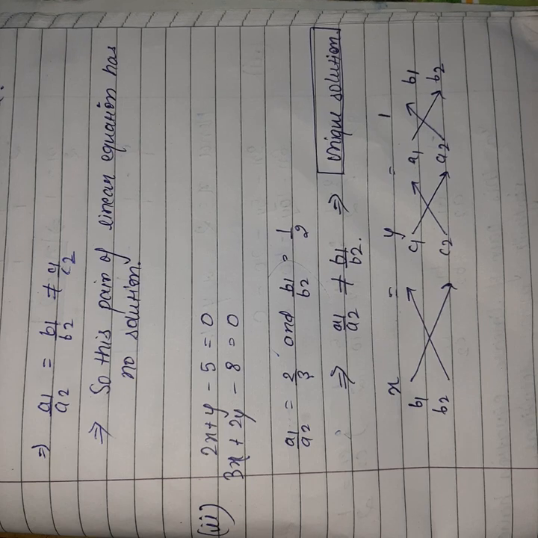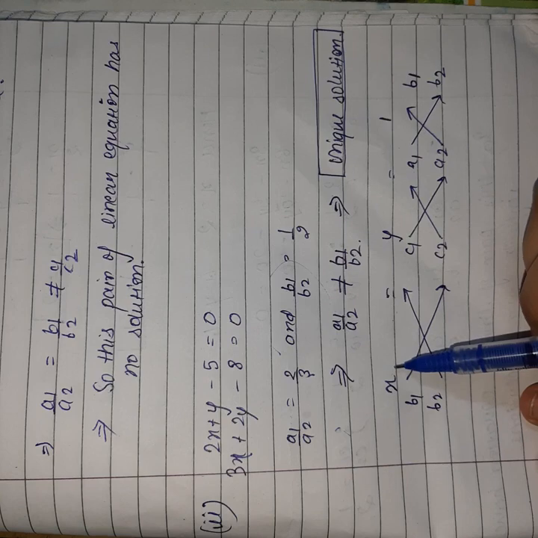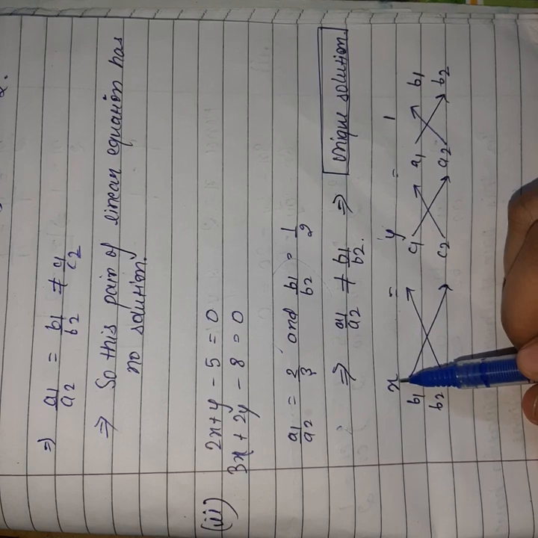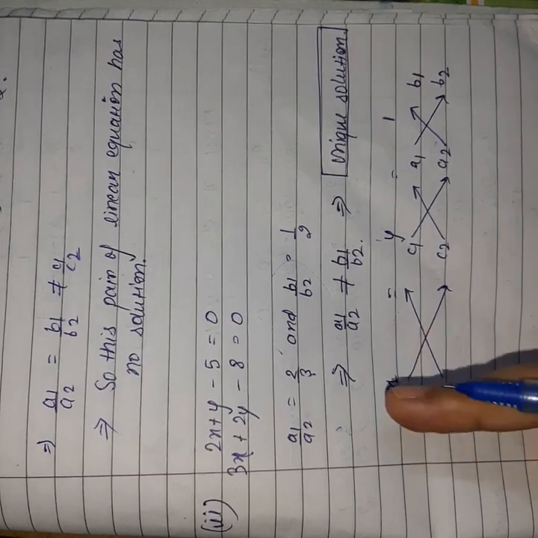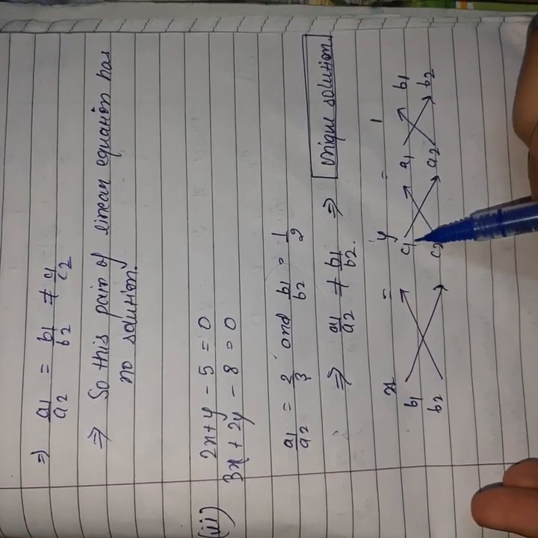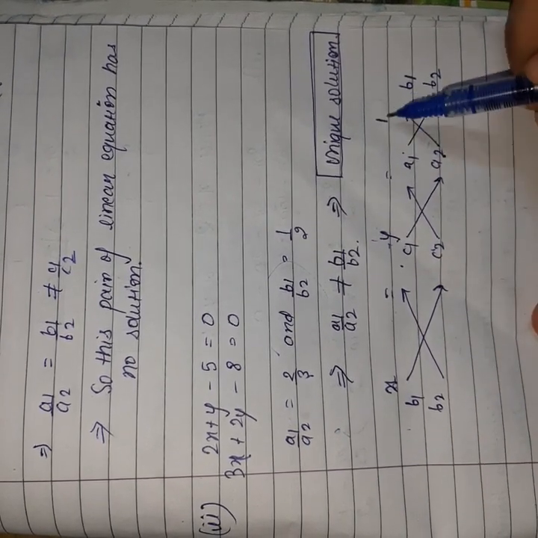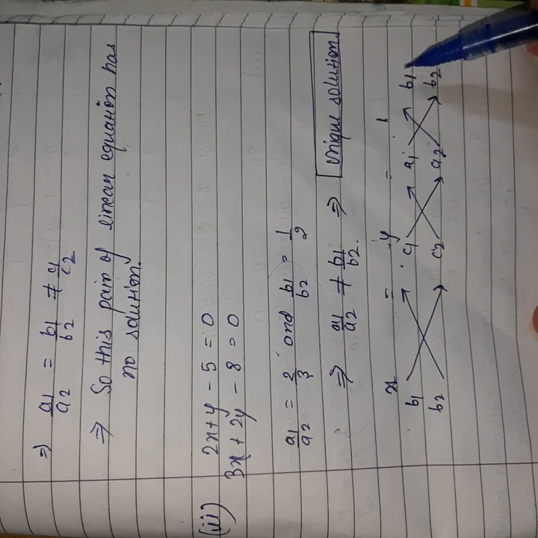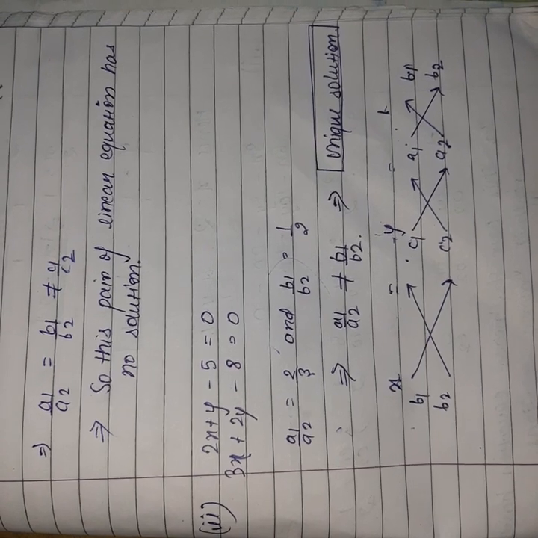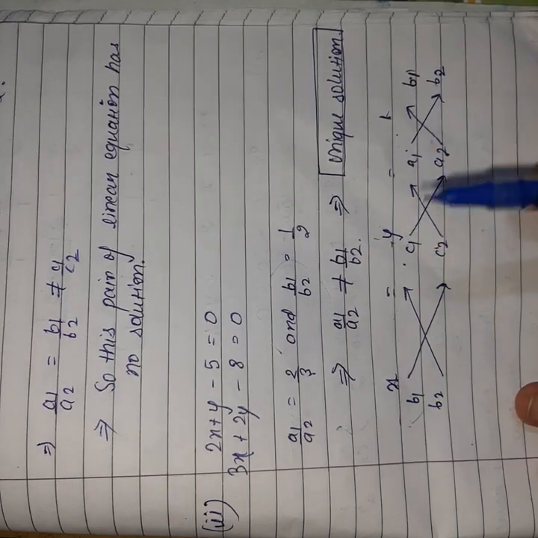Now we will be using the cross multiplication method. For the cross multiplication method, just write x over here, y over here and 1 over here. Write b1 upon b2 slightly left to x. Similarly, c1 upon c2 slightly left to y. a1 upon a2 slightly left to 1. And b1 upon b2 again slightly right to 1. So this would be your numerator part, and this would be your denominator part. I will explain how.